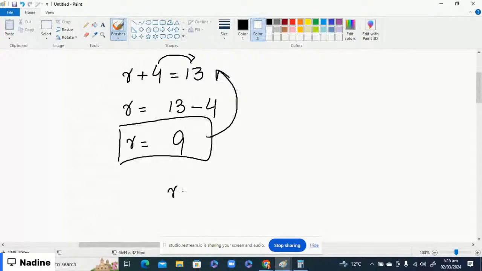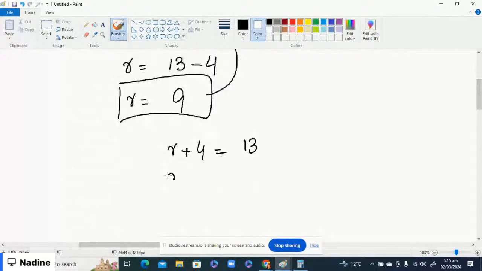Okay? Now let's put this 9 in that equation. So here is r plus 4 which is equal to 13. So in place of this r I put 9 plus 4 which is equal to 13. So 9 plus 4 is 13, which is equal to 13. Now look at here, the left side becomes equal to the right side, and by putting the number, r is equal to 9. Okay, let's do the next one.